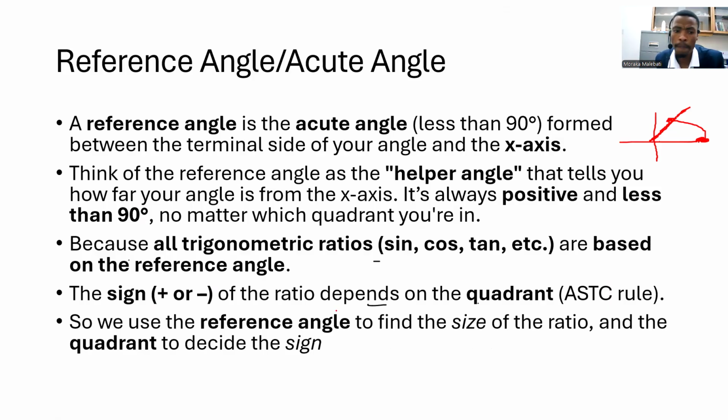We know that. So we use the reference angle to find the size of the ratio and the quadrant to decide the sign. So the quadrant gives the sign, and the size of the ratio we get from the reference angle. And once we get that size, we can use special angles to know the value of that.